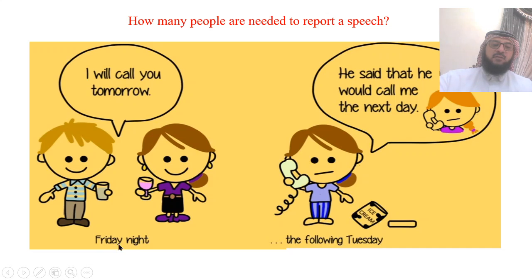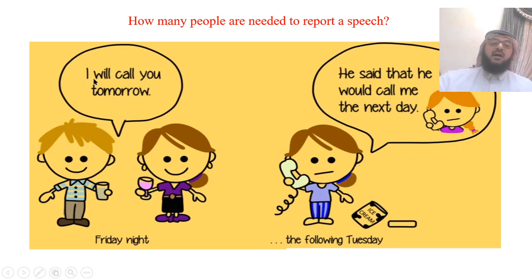Look at this. Friday night, the following Tuesday. Friday night, the boy is saying, I will call you tomorrow. Then Friday, then Saturday, Sunday, Monday, Tuesday. 4 days later, بعد 4 أيام, the same girl who was happy here, now she is sad. She said to the other friend, he said that he would call me the next day.